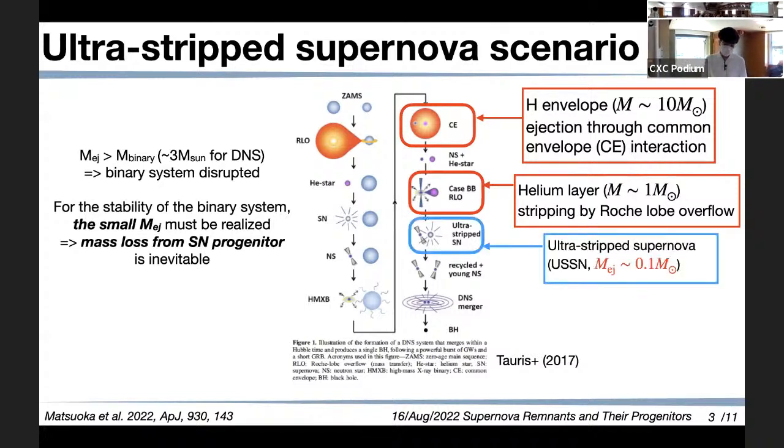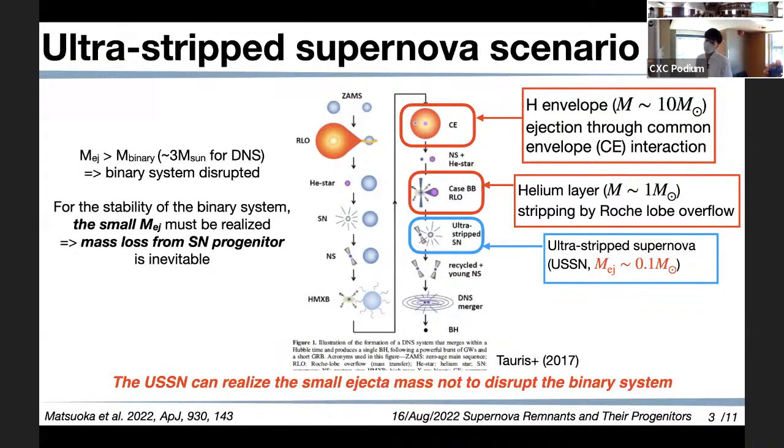Then the secondary star evolves into a carbon-oxygen star of about two solar masses. If such a star explodes, we can observe the explosion as an ultra-stripped supernova, and the ejecta mass is about 0.1 solar mass. This scenario can realize a small ejecta mass and avoid the disruption of the binary system.